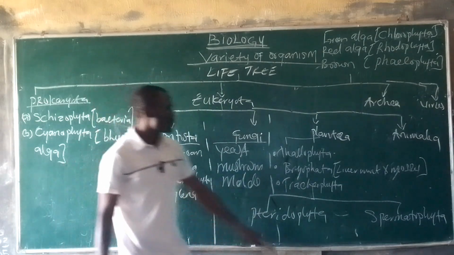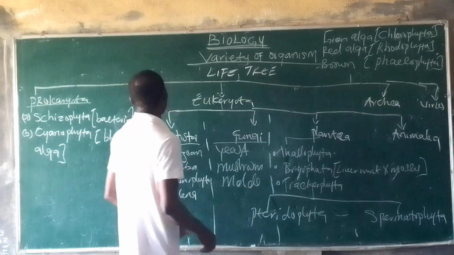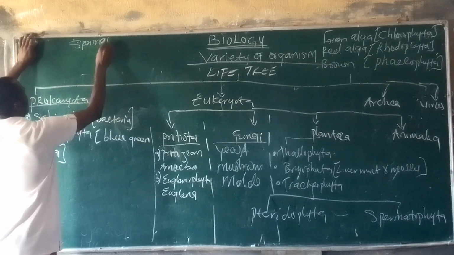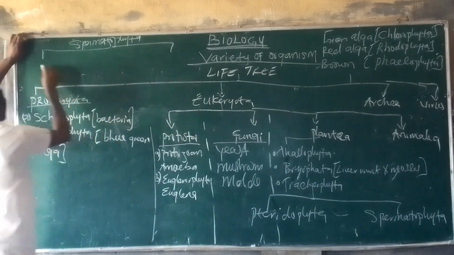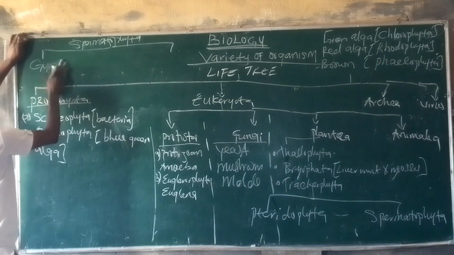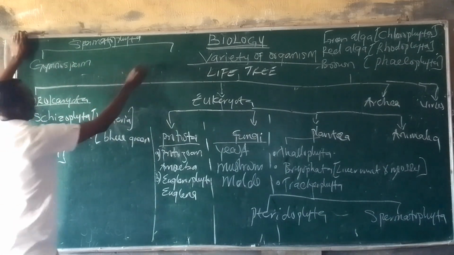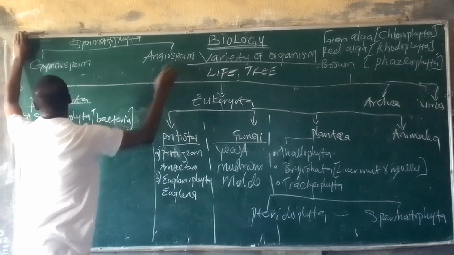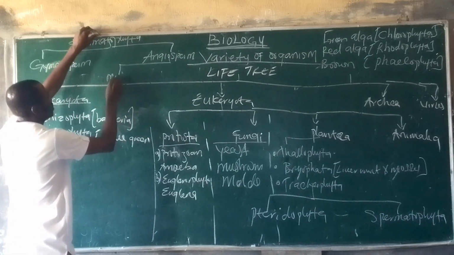Alright? Now, this spermatophyta is further divided into angiosperm and gymnosperm. Let's use here. So we're talking about spermatophyta being divided into gymnosperm, like this, and angiosperm, like this. Okay? Now, the angiosperm is now further divided into monocots.